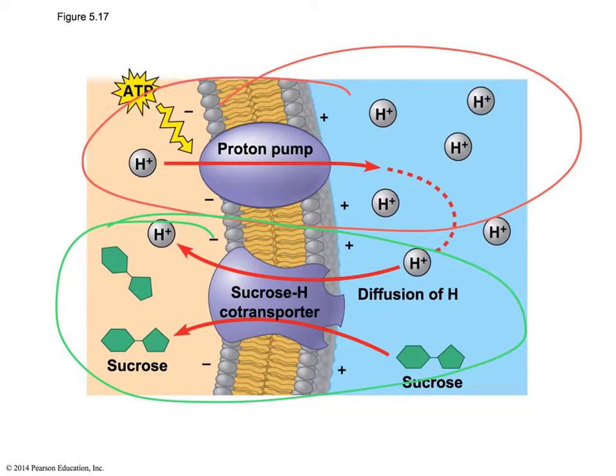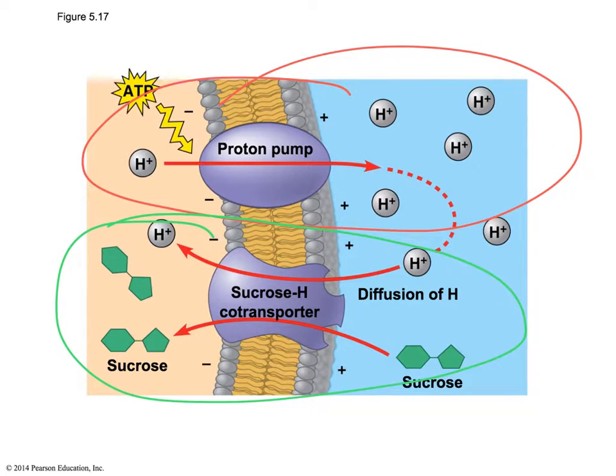Does it matter that sucrose and hydrogen, the co-transporter, are paired together? Is that significant? That is significant. So the question was, is it significant that they are paired together? Yes. If the hydrogen ions are not there, the sucrose can't bind to the transporter, or it doesn't change shape and it doesn't allow it to get inside the cell.